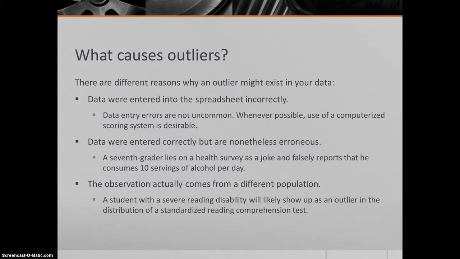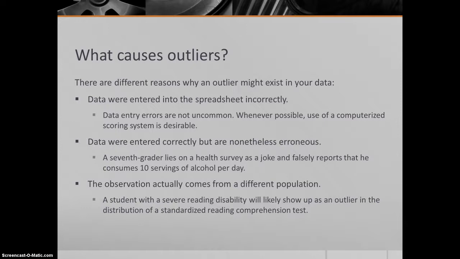What causes outliers? Well, there's different reasons why an outlier might exist in your data. One common reason is they typed it in wrong. When you run a study, a lot of times the data aren't immediately computerized. You have to type it in by hand. So I recently ran a survey, surveyed 100 high schoolers, and the survey had 100 questions. So that's 10,000 data points that have to be entered into the computer by hand. And that's an enormous amount of work, and just think about how easy it would be to accidentally type the wrong button.